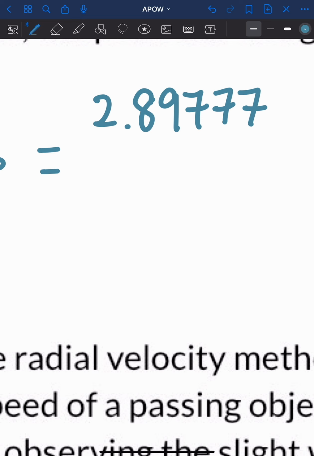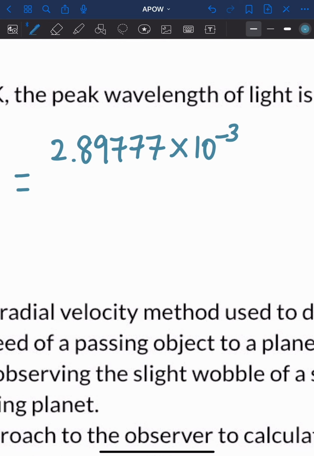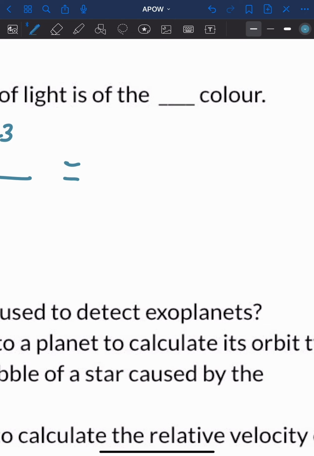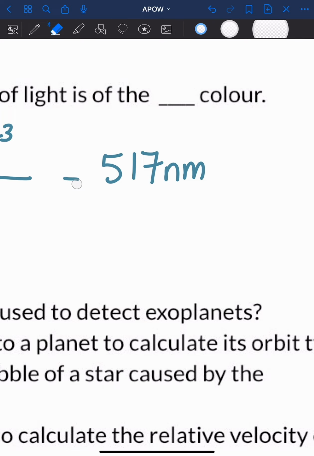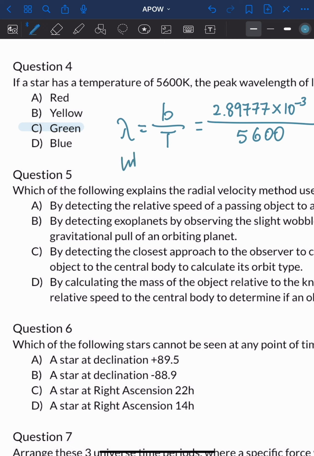Now, I honestly just remember this, so I can't actually shorten it. It's not natural for me, unfortunately. So yeah, we take this, and then, why did I actually delete it? I'm pretty sure it's 517, but just for BOD, I will approximate it, which is green. So yeah, Wien's displacement.